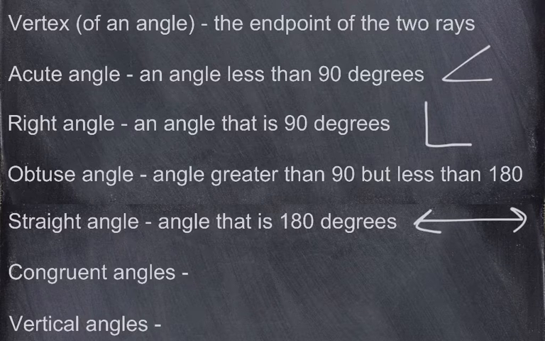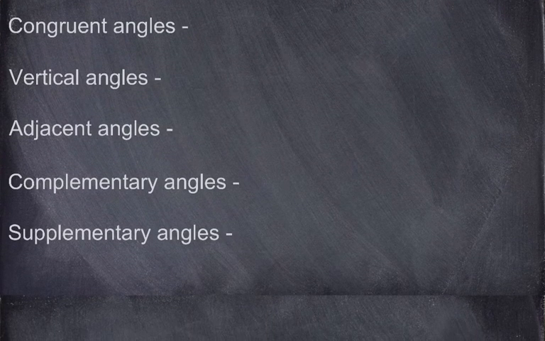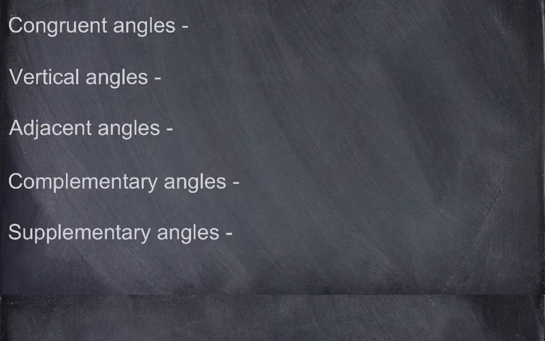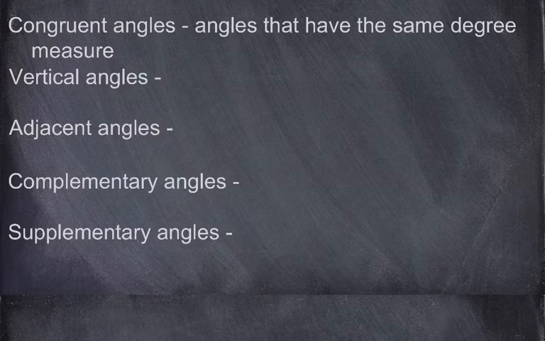So we have acute, which is less than 90 degrees, right angle is 90 degrees, and obtuse is greater than 90 degrees but less than 180, and then a straight angle is 180 degrees. Now next here we have congruent angles. What are congruent angles? Well, congruent angles are angles that have the same degree measure. So if two angles are both 60 degrees, then we would say that they are congruent to each other, since they have the same degree measure. And again, we're going to get a lot into that later.